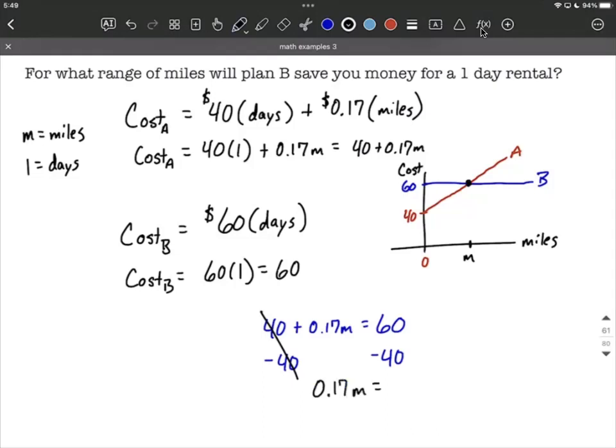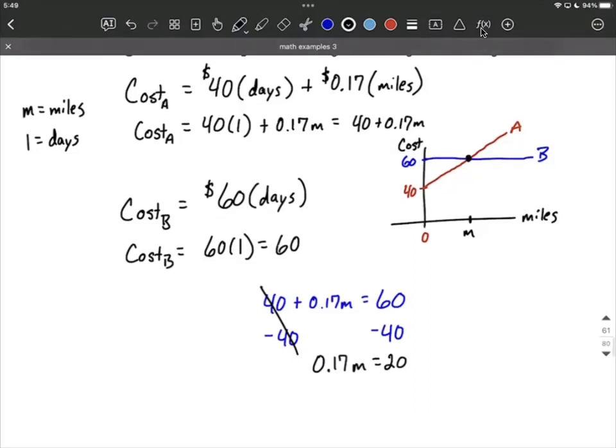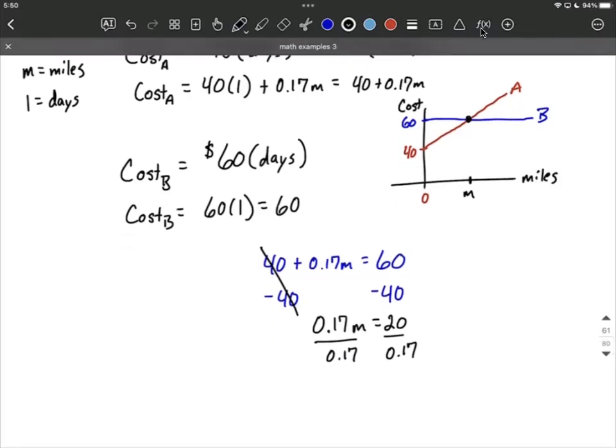0.17 M is going to be 60 minus 40, which makes 20. And then to get M all by itself, well, M is multiplied by 0.17, so we have to divide by 0.17 on both sides. As we do this, M will be isolated on the left-hand side, and I got this to be 117.647 approximately. So I'm going to approximate that to the nearest mile to be 118 miles.